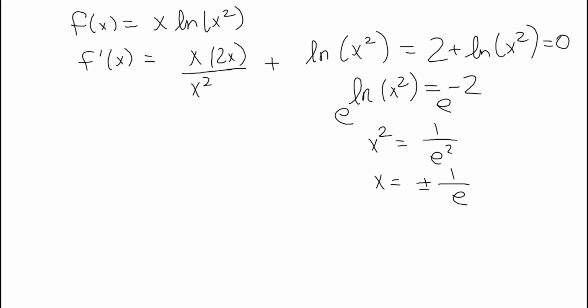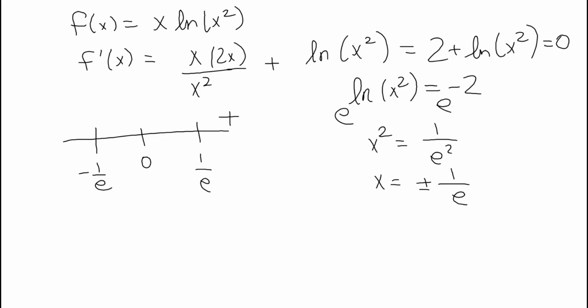We'll make a sign chart, remembering that we should put 0 on our sign chart also, because weird things can happen at these discontinuities. So we'll do negative 1 over e, 0, and 1 over e, even though 0 is not a critical value. If we plug in something more than 1 over e, like a billion, we get 2 plus a positive, which is positive.